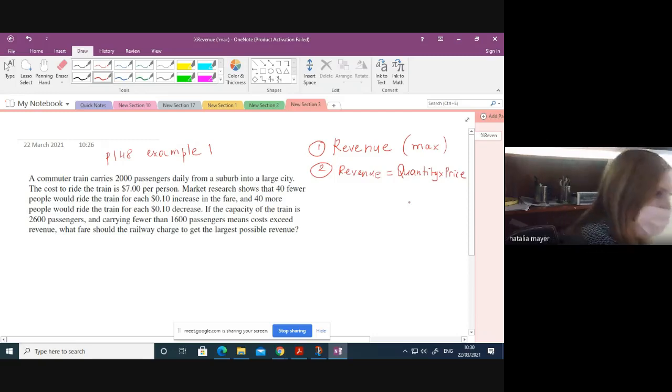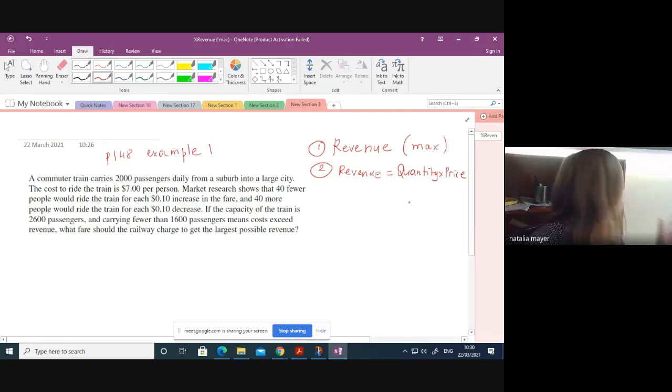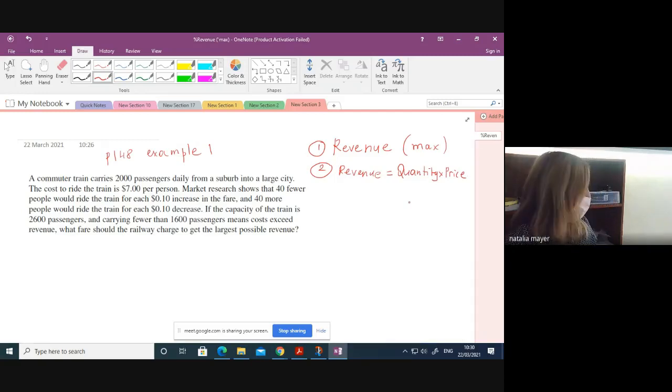Now we need to model the function, right? We need to think about the variable and we need to model it. But at least we know that the function will look like a product, right? Yes, it does look like a product. Good. So all we need to do is to express quantity and to express price. As the price changes, the quantity will change.